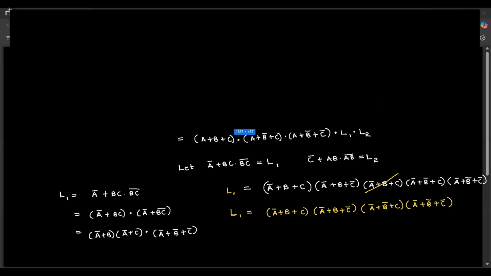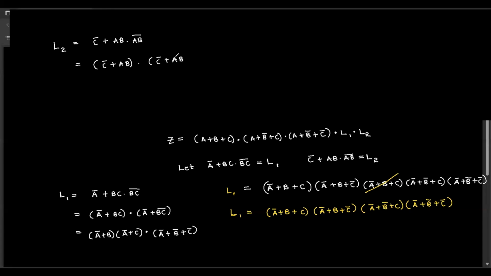So let's do that. So this is Z layer, so we know this is equal to Z. Now we'll talk about L2. L2 is given as (C bar plus AB dot AB) whole thing bar. So it's the same drill again, you just have to do the same drill. So it will be (C bar plus AB) into (C bar plus AB) whole thing bar.